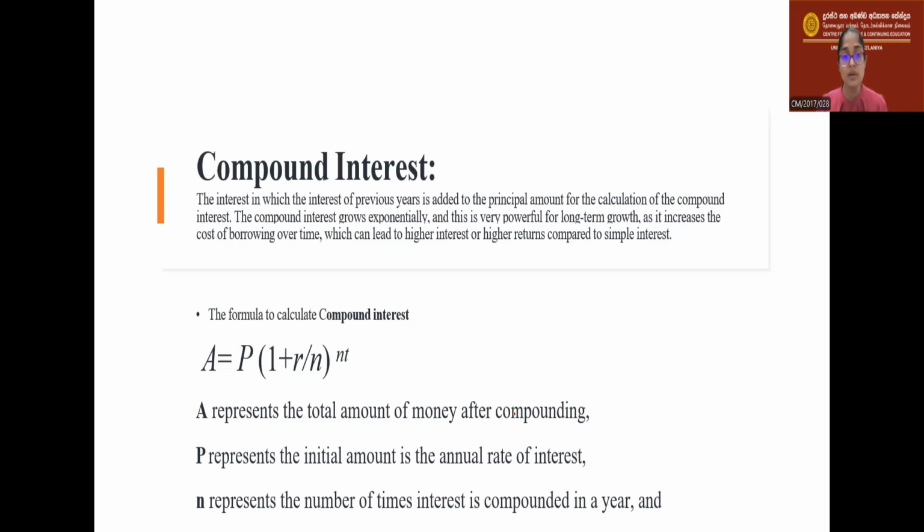Suppose the interest is compounded daily, then what is your n? 365. What if the interest is compounded monthly? Then n would be 12, likewise, right? Then t means the time duration, the number of years. The power nt means you take the number of times interest is compounded in a year and multiply it by the number of years. Suppose the interest is compounded monthly, so n is 12, and your time duration is 2 years. Therefore, what is nt? It's 24. You take the power of 24 for this answer, right? That is what you have to follow. Clear?